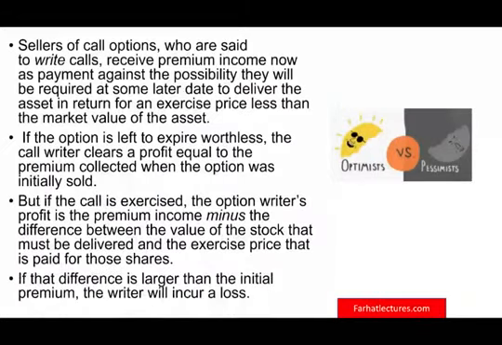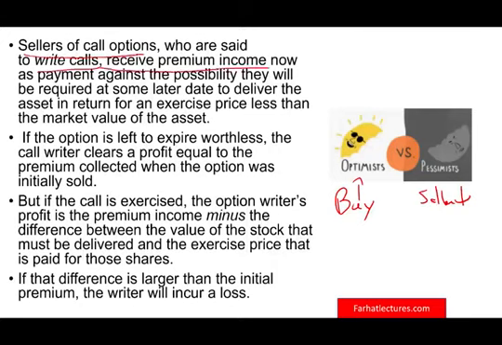So basically, we have a pessimist and an optimist. The buyer of the call option is the optimist about the stock, thinks the stock is going to go up. The seller thinks the stock price is going to go down. The seller of the call option, who is said to write the call, receives a premium income as payment against the possibility they will be required at some later date to deliver the asset in return for an exercise price less than the market value. So that's the pessimist's job. The reason I say pessimist is because they're hoping the stock price goes down. That's why they sold you the option, because you are never going to exercise it.